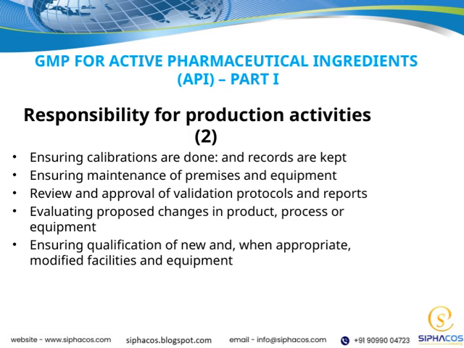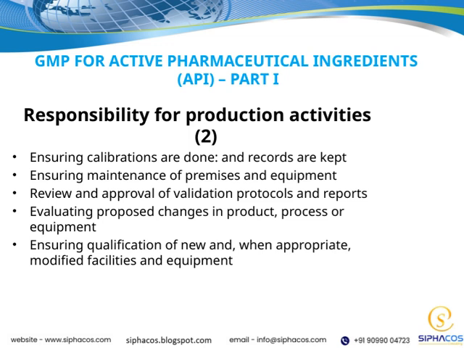Next, we must ensure the ongoing maintenance of both the premises and the equipment. Regular upkeep is essential to prevent any contamination or equipment failure that could impact product quality. Another important aspect is the review and approval of validation protocols and reports. This process guarantees that all processes meet the necessary standards and are validated before production.